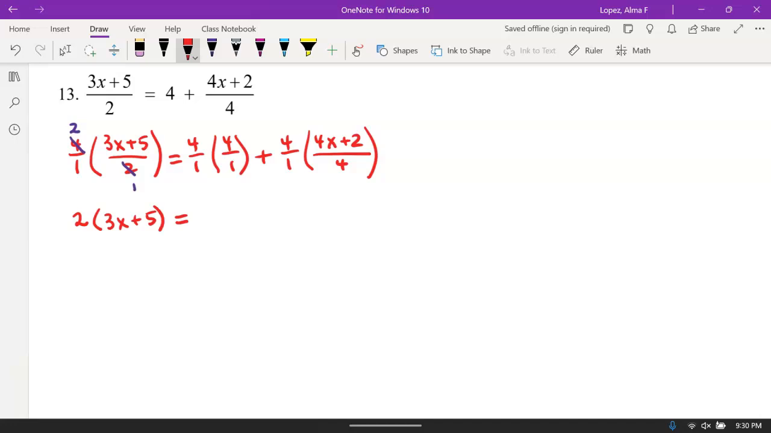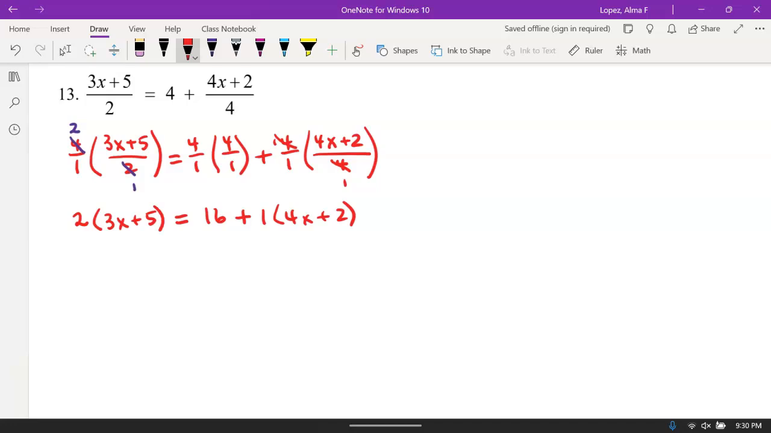For the next piece, nothing cancels. 4 times 4 is 16. Here, the 4's cancel each other out and leave behind a 1 on either part. So I end up with a 1 times 4x plus 2.